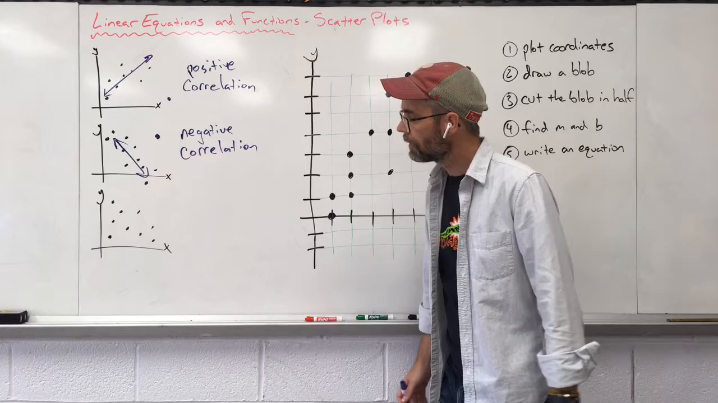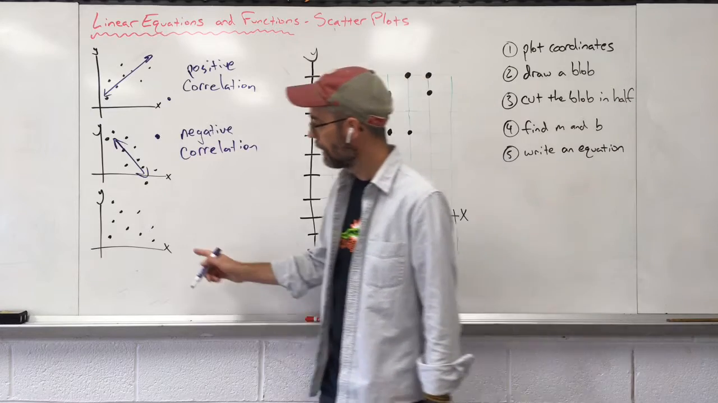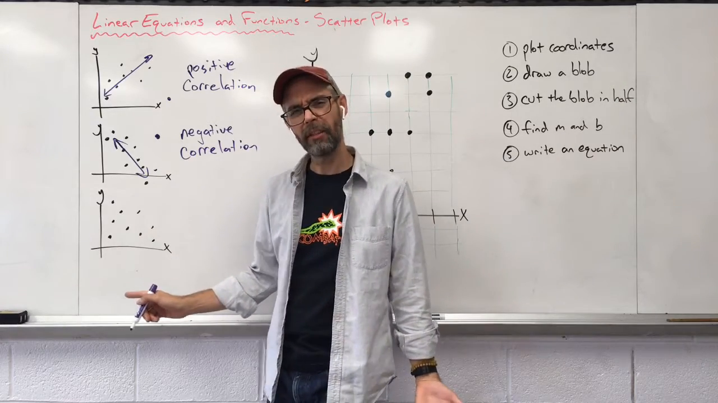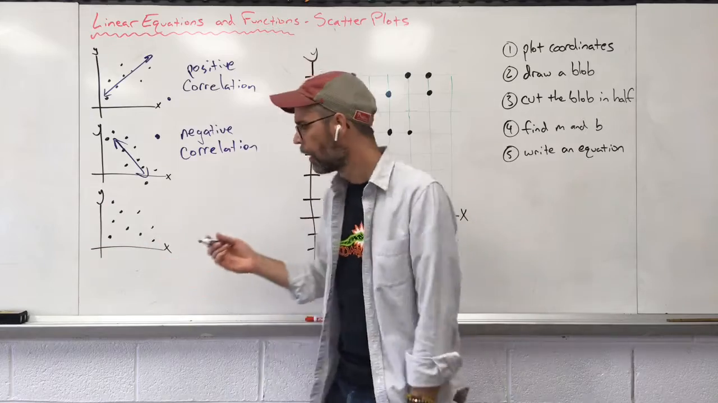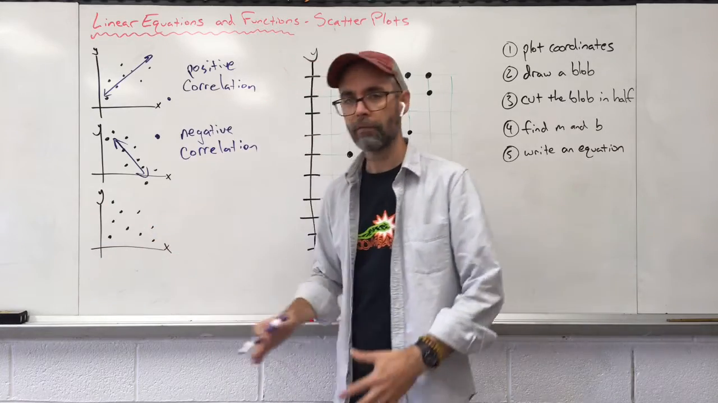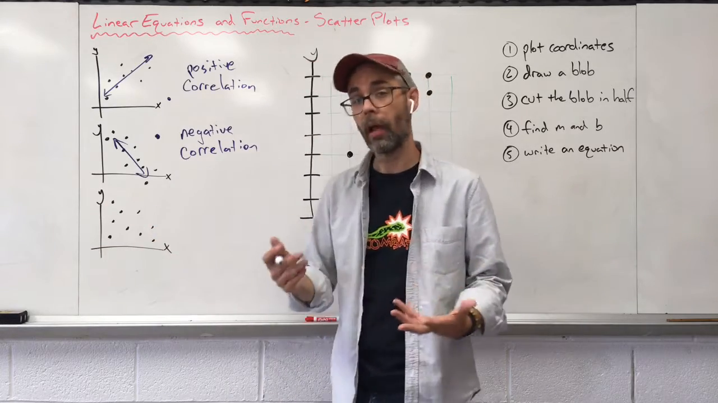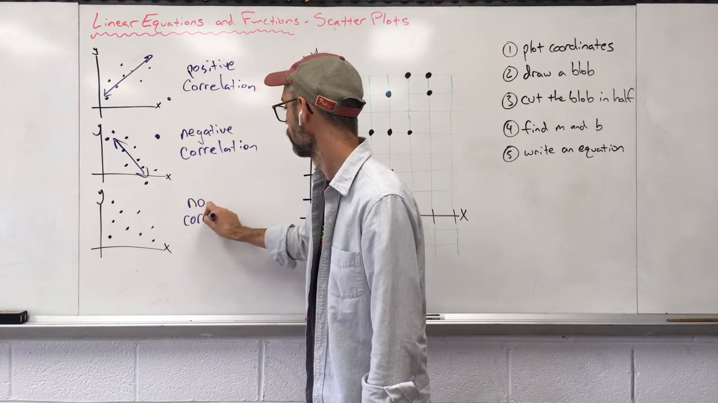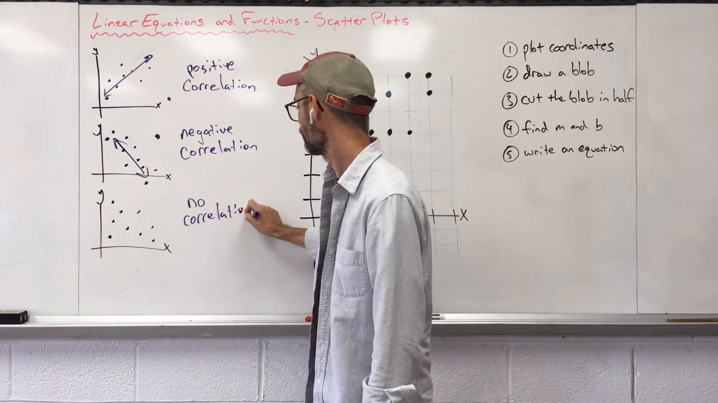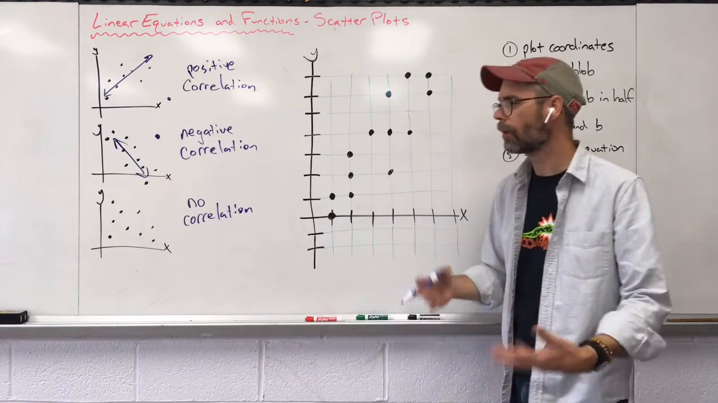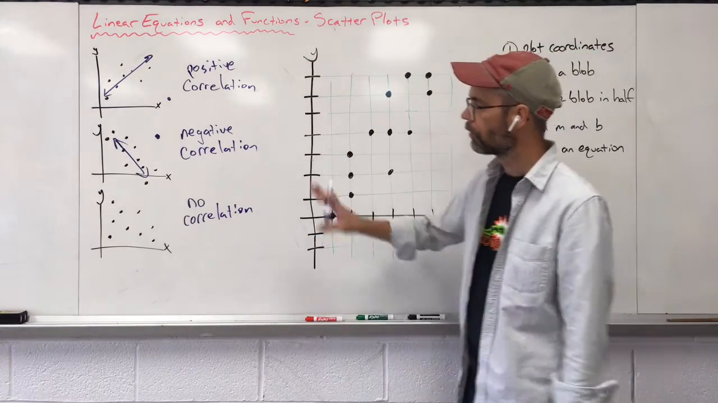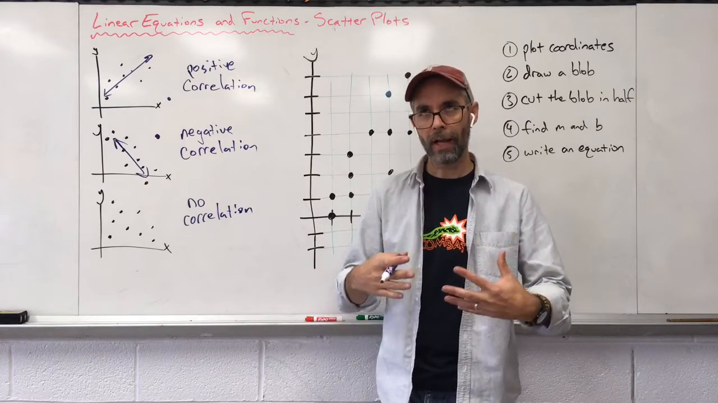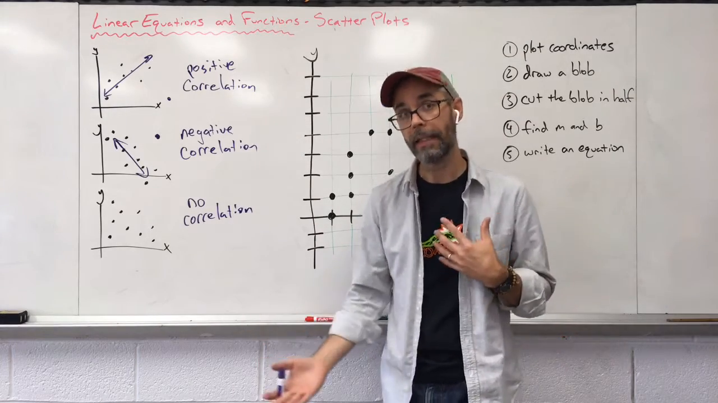Now, what happens if we have a set of data that doesn't necessarily look like it really fits a line? We've got points all over. When it's all jumbled up and it doesn't really paint a picture of a line anywhere, we say it has no correlation, or no relationship. There's nothing tying them together. Okay, so correlation just describes the trend of our coordinates.